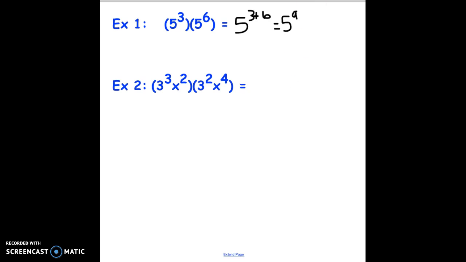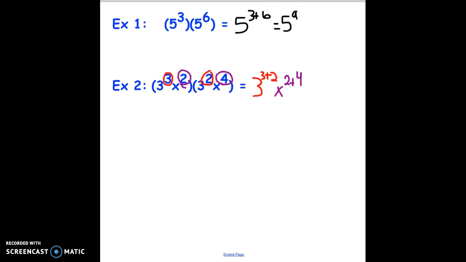Looking at the next one, I've got 3 cubed x squared times 3 squared x to the 4th. Well, I'm only going to combine the things that have the same base. So for my 3's, I have 3 to the 3rd power and 3 to the 2nd power. So that's 3 to the 3 plus 2. And for my x's, I've got x to the 2nd power and x to the 4th power. So that's x to the 2 plus 4.